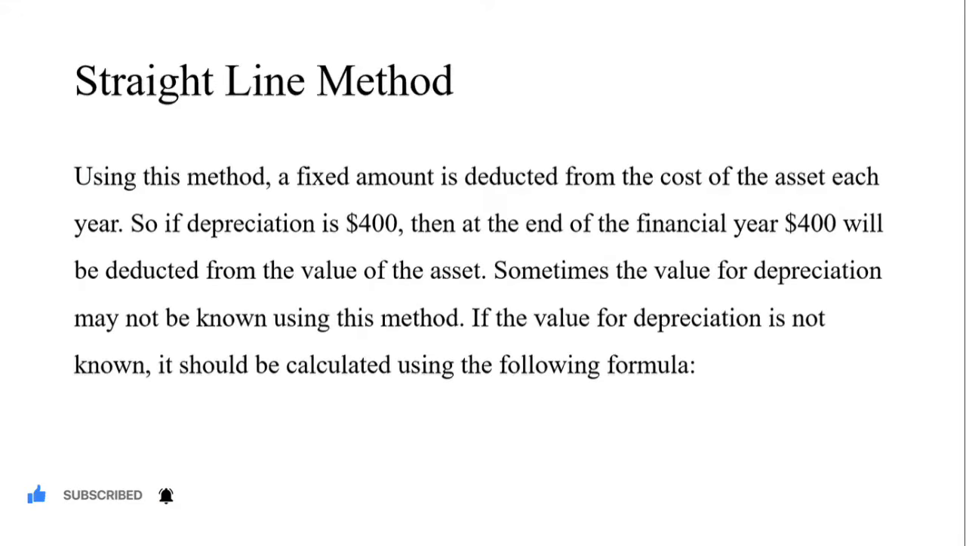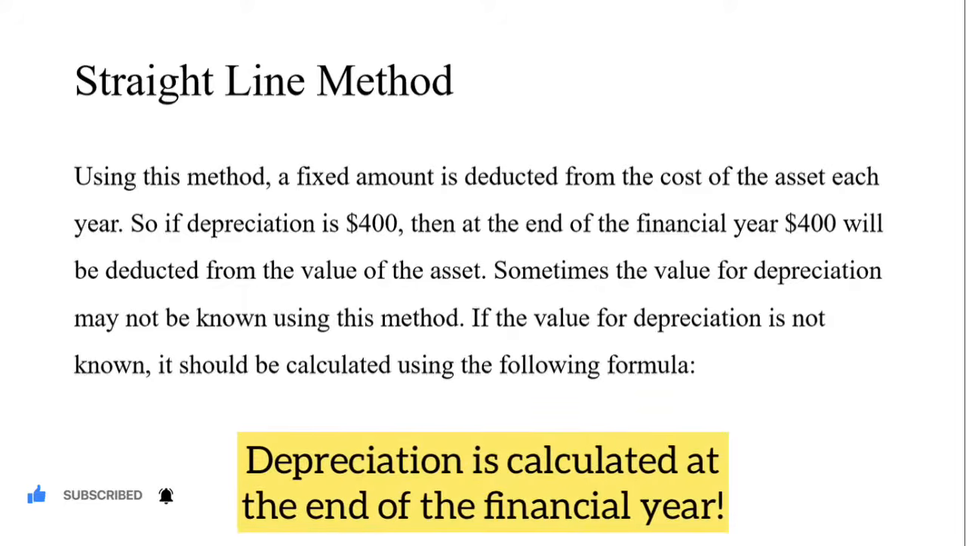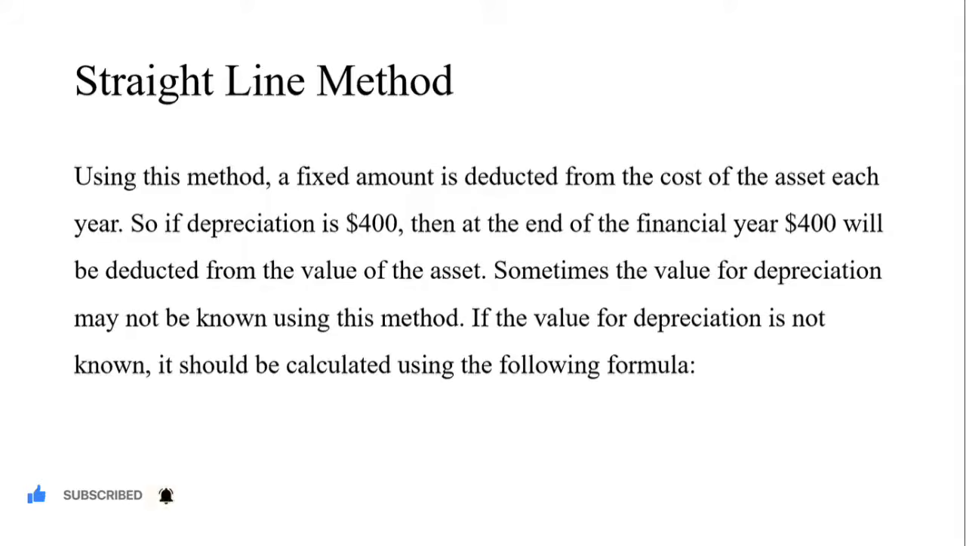So, using the straight line method, in this method, a fixed amount is deducted from the cost of the asset each year. So if depreciation is $400, then at the end of the financial year, and it is important for you to note that depreciation is calculated at the end of the financial year, $400 will be deducted from the value of the asset. And that is the amount that will be deducted from the value of the asset under this method each year, the $400.